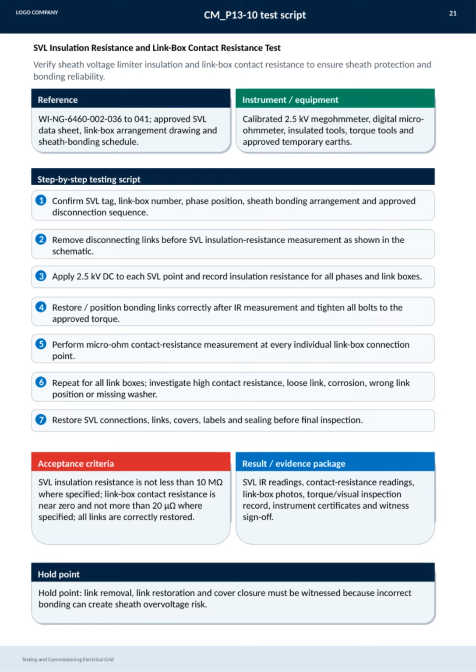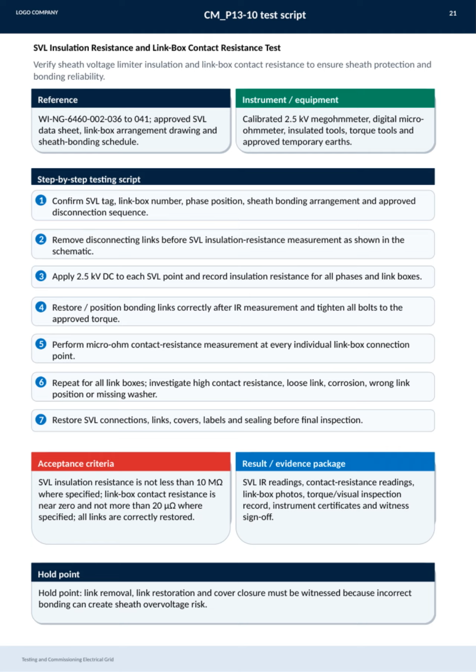Contact resistance at every link box connection point is measured using a microohmmeter. This process is repeated for all link boxes, and any issues such as high resistance, loose links, corrosion, or missing washers are thoroughly investigated. Finally, all connections, covers, labels, and seals are restored before the last inspection.